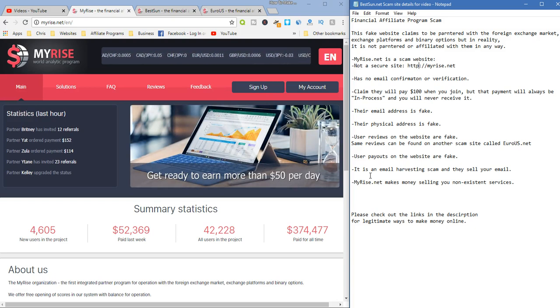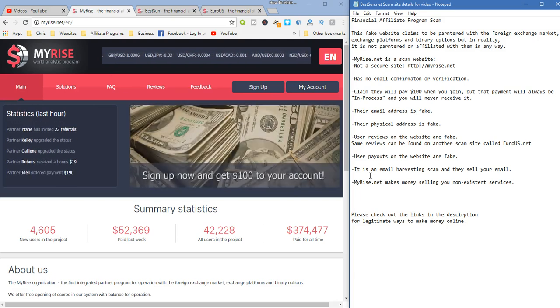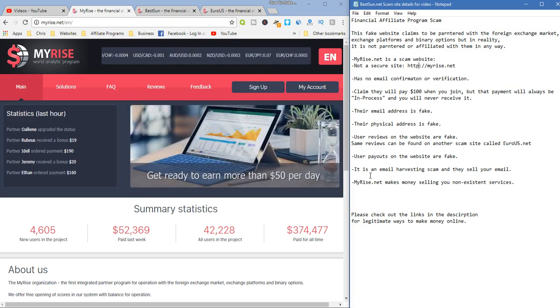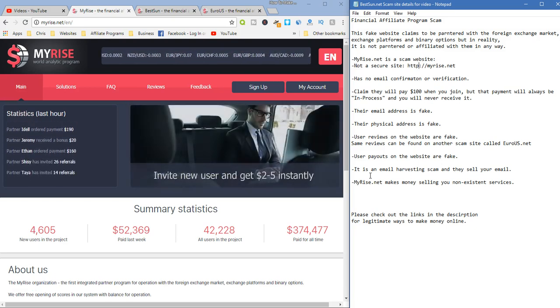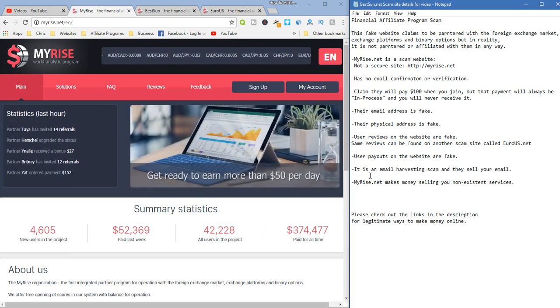Okay, and that's not good because you don't know who's going to be buying your information and you don't know what they're going to be doing with it. Okay? So you want to stay away from sites like MyRise.net, BestSun.net, EuroUS.net, and any other site that is using the same template. Okay? They're all the same scam.